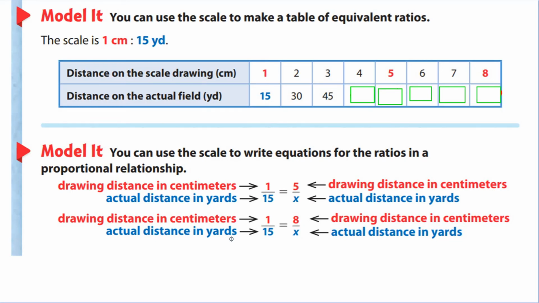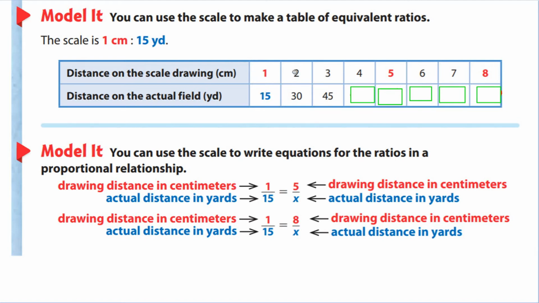Here are some more clues. There are 2 ways to model it. Let's look at the first one. You can use the scale to make a table of equivalent ratios. The scale again is 1 centimeter to 15 yards. And they label it, and that's very, very important. Distance on the scale drawing, centimeters. Distance on the actual field, yards. So 1 centimeter is 15 yards.